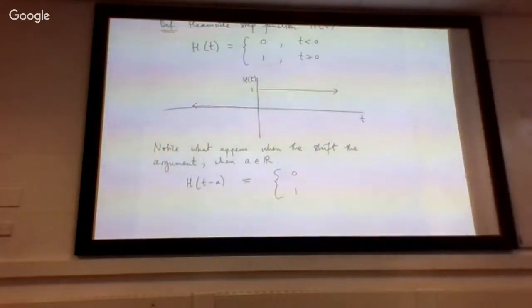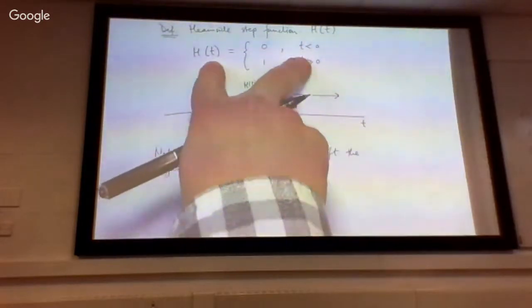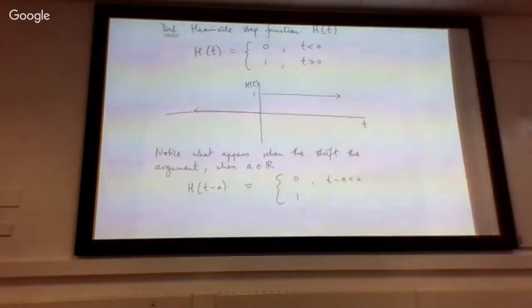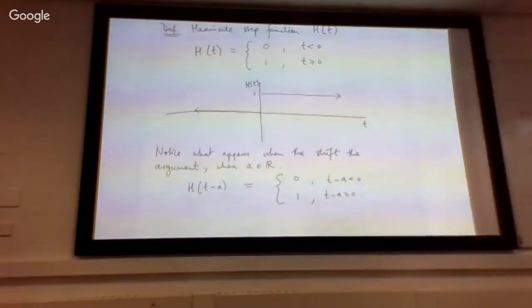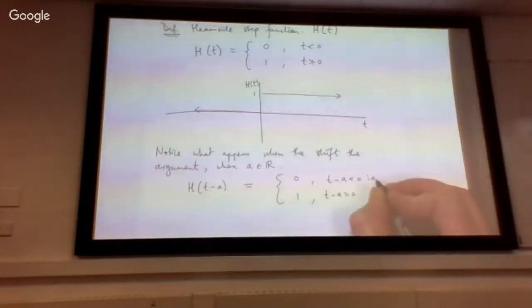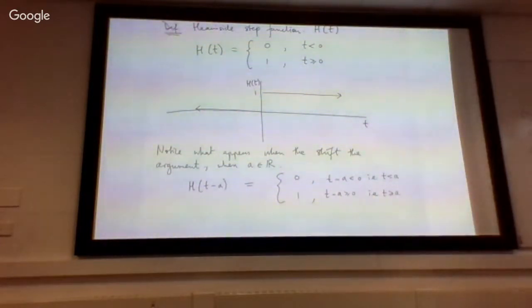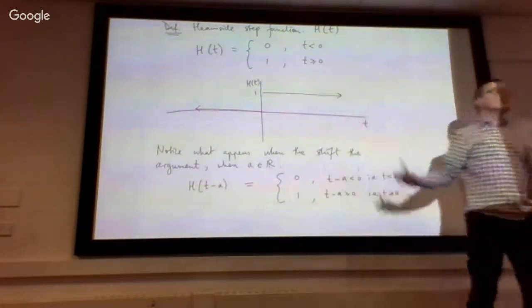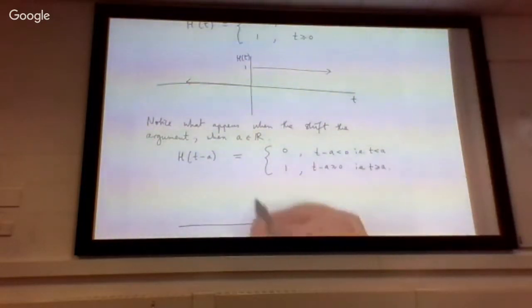The original definition was that it was 0 whenever the argument t was negative. That's still the case here, whenever t minus a is negative. And it's going to be 1 whenever t minus a is non-negative. In other words, this is when t is less than a, and when t is greater than or equal to a. So the effect of shifting the argument like this is just to shift the location where the switch happens. Seems quite straightforward.